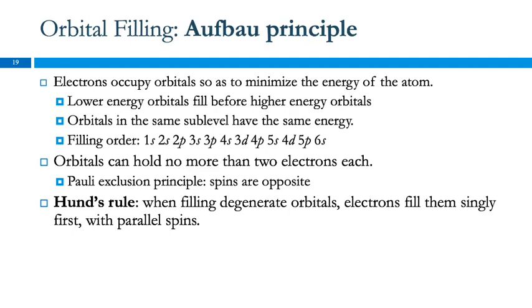The Pauli exclusion principle says that orbitals can hold no more than 2 electrons each. The spins have to be opposite. And then Hund's rule says that when you're filling degenerate orbitals, the electrons fill them singly first with parallel spins. So that's the electron comes in and there's a guy sleeping in the first bed and there's 2 empty beds. I'm going to take my own bed. That's Hund's rule.